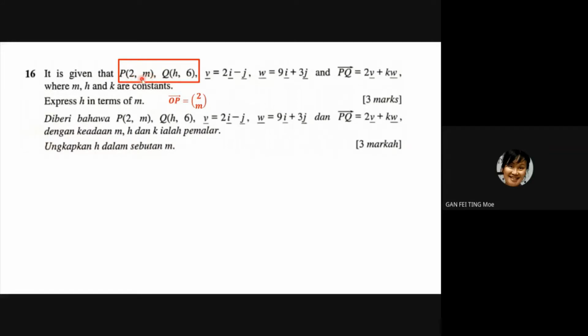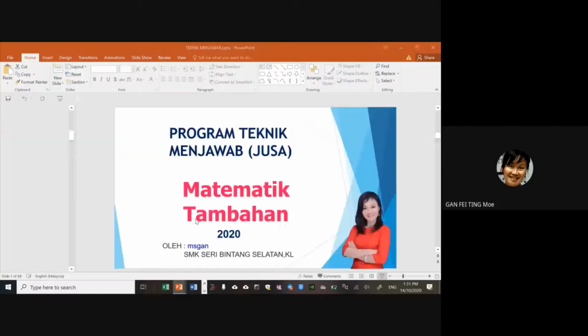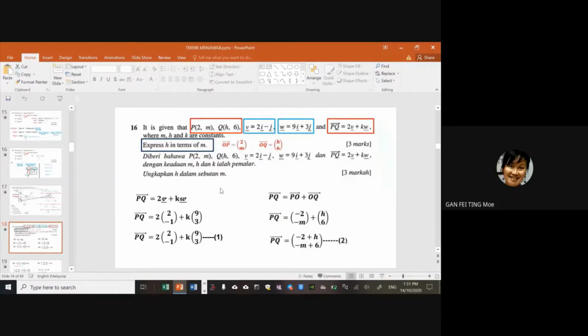Okay, dia merupakan 2M. Wait, give me some time. I want to check my power first. Wait. I punya komputer, I need my wire. Boleh? Picture cepat.